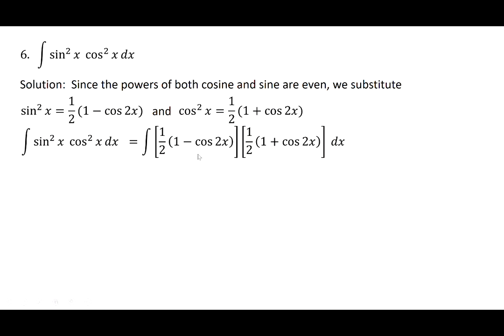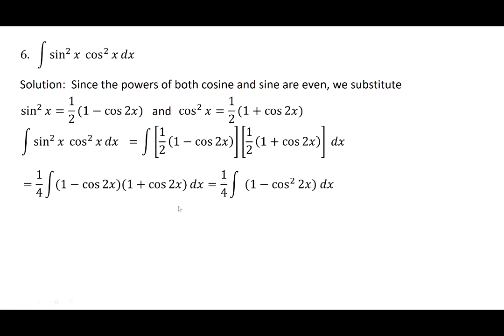Would you agree? 1/4 comes out. But then isn't that in the form of (a minus b) times (a plus b), which is a square minus b square? So this is 1 minus cosine square 2x. But 1 minus cosine square theta, isn't that equal to sine square theta? So shouldn't this be simply sine square 2x? Right? 1/4 times the integral of sine square 2x.